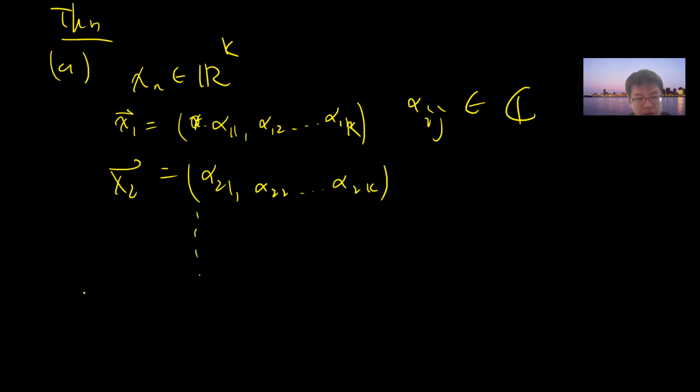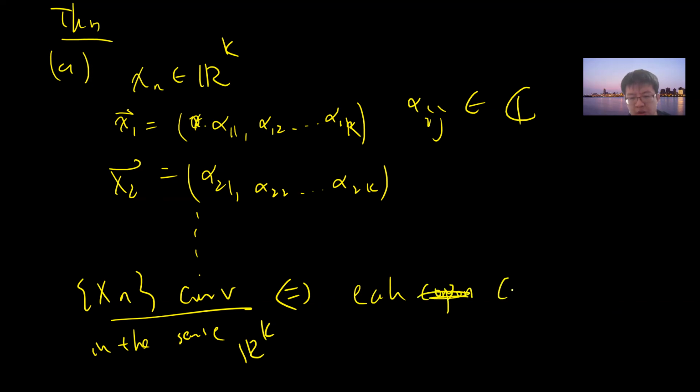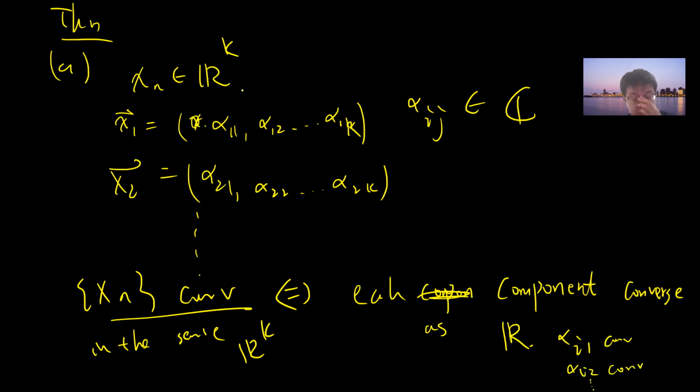So I can talk about x_n converging. The theorem says that x_n converges, in the sense of the Euclidean space, if and only if each component converges in R. That means alpha_n1 converges, and alpha_n2 converges, and so on. Basically, each component converging implies the tuple converges, and if the tuple converges, it means that each component converges.